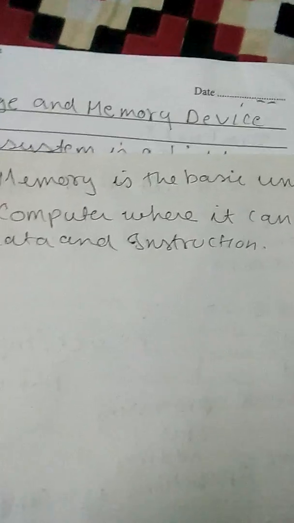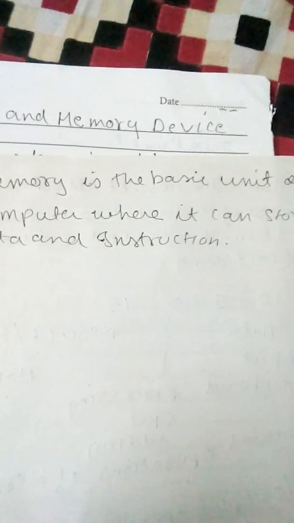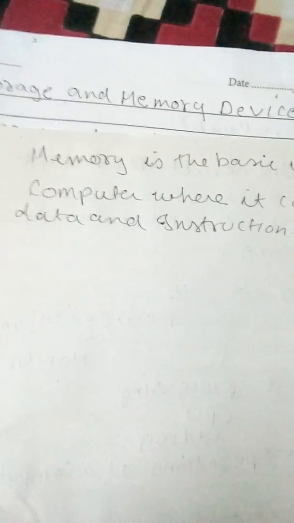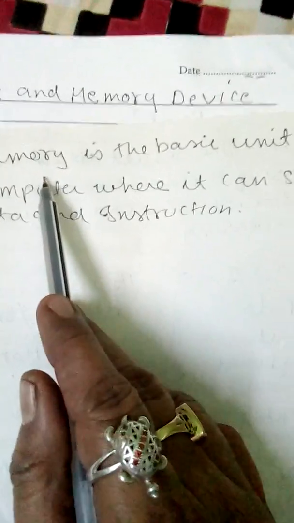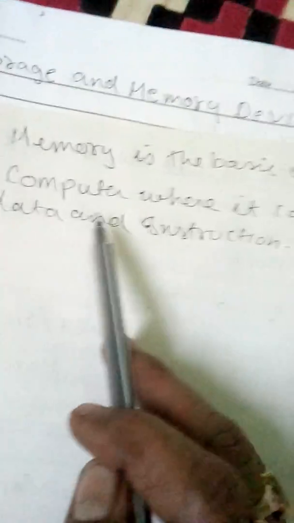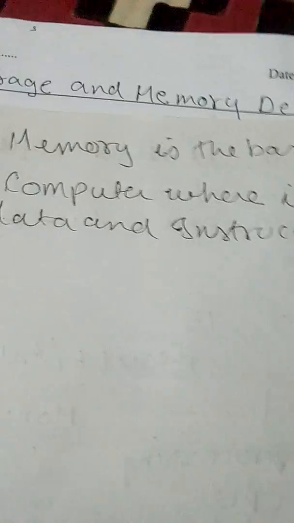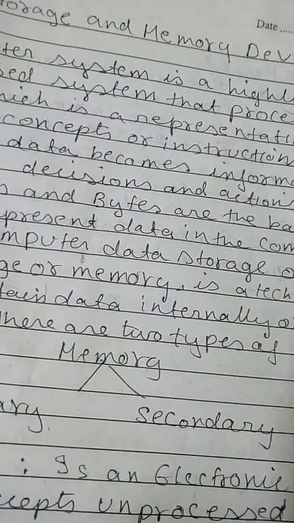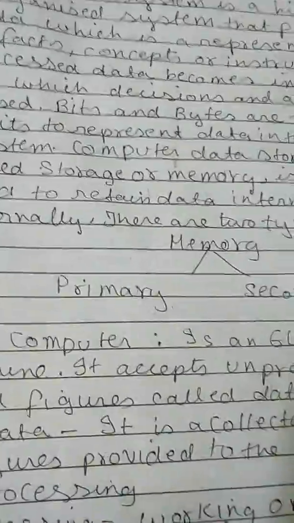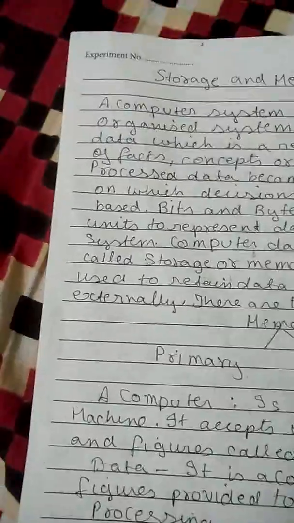All of us have memory, that is the brain. We use it to remember things, to identify things. Likewise, a computer is also given artificial memory. In a computer we can define memory as the basic unit of a computer where it can store data and instructions. So once again I am repeating, memory is a basic unit of a computer where it can store data and instructions. So we can define a computer as an electronic machine.